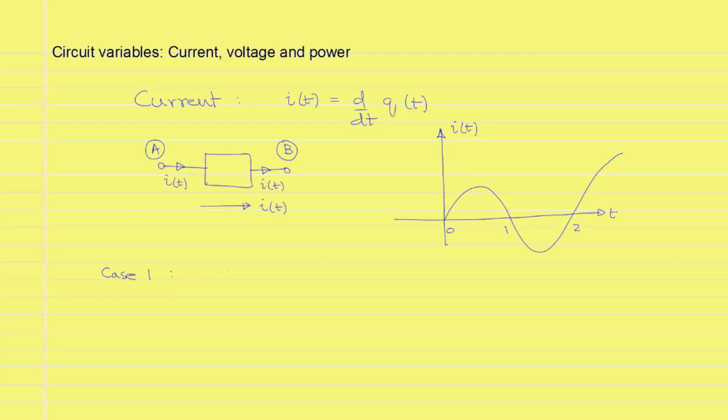Case 1, which is the time interval from 0 to 1 second, where I of t is positive or greater than 0. What this means is that positive charged particles are actually moving in the same direction as the arrow, or equivalently, negative charged particles are moving opposite to the direction of arrow.